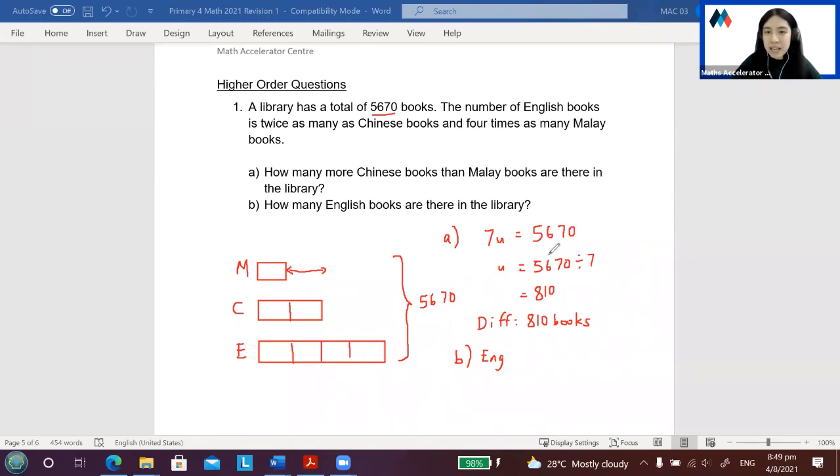Yes, very good. Your English books is 4 units. That is 810 times 4, which gives us, like many of you have said, 3,240. Yeah. So that's your answer for part B, 3,240 English books. Okay, right. Yeah, 3,240. Very good, everyone.